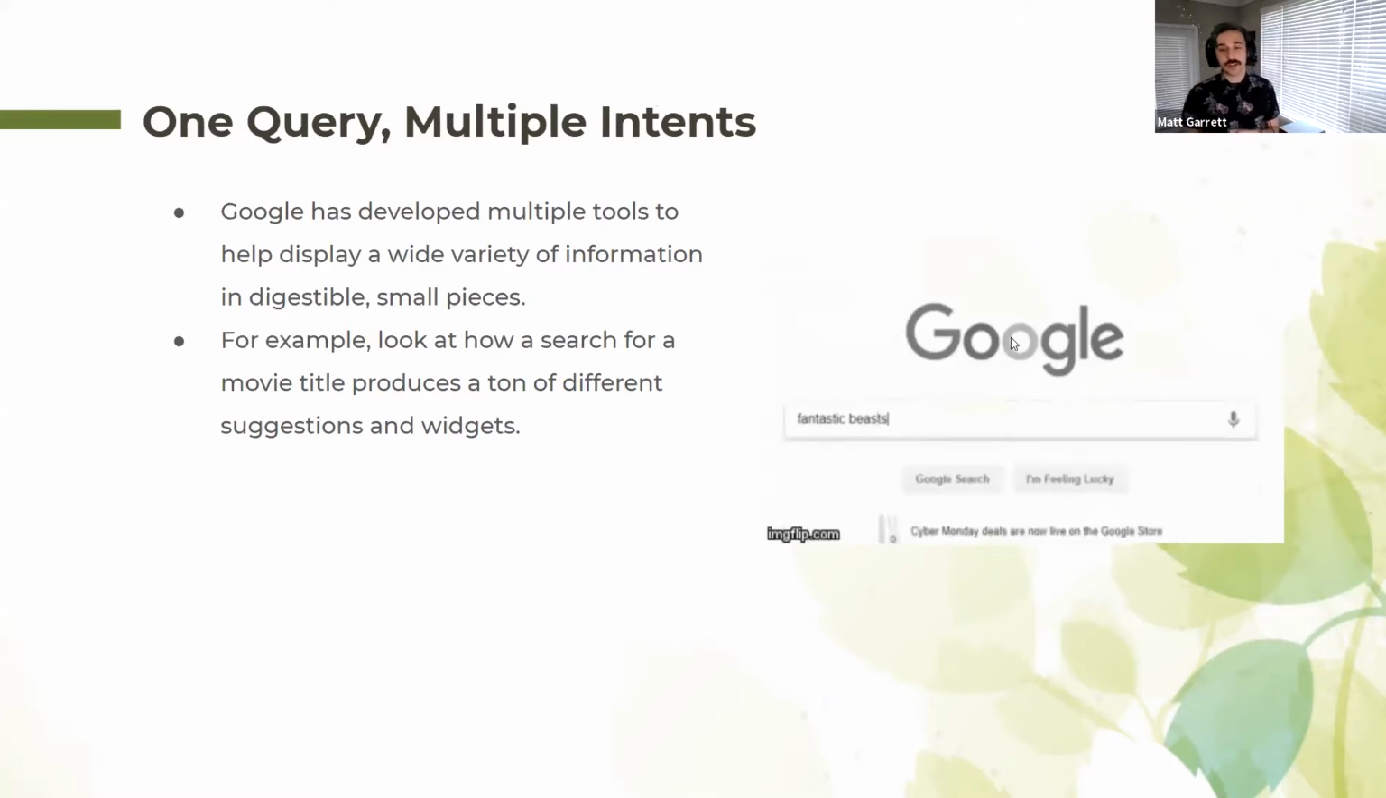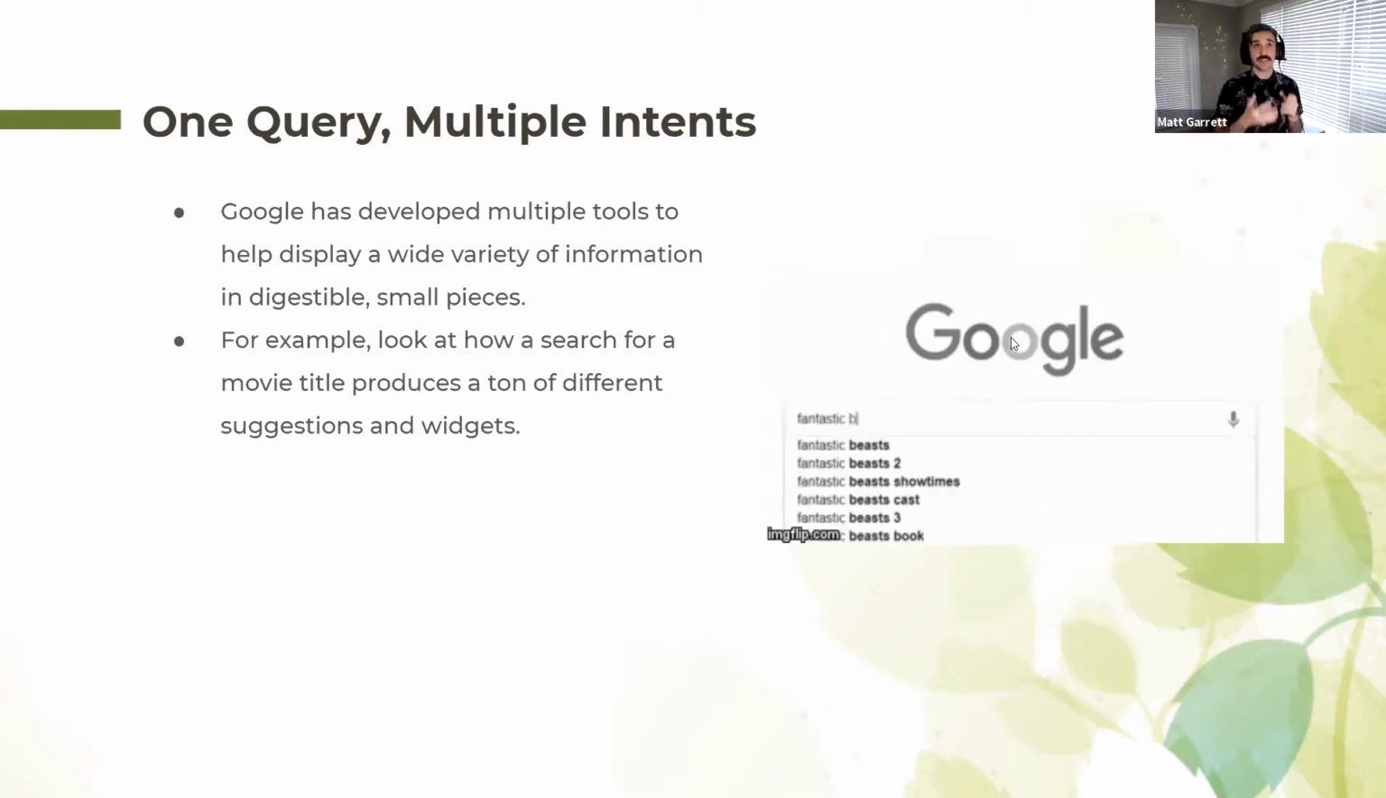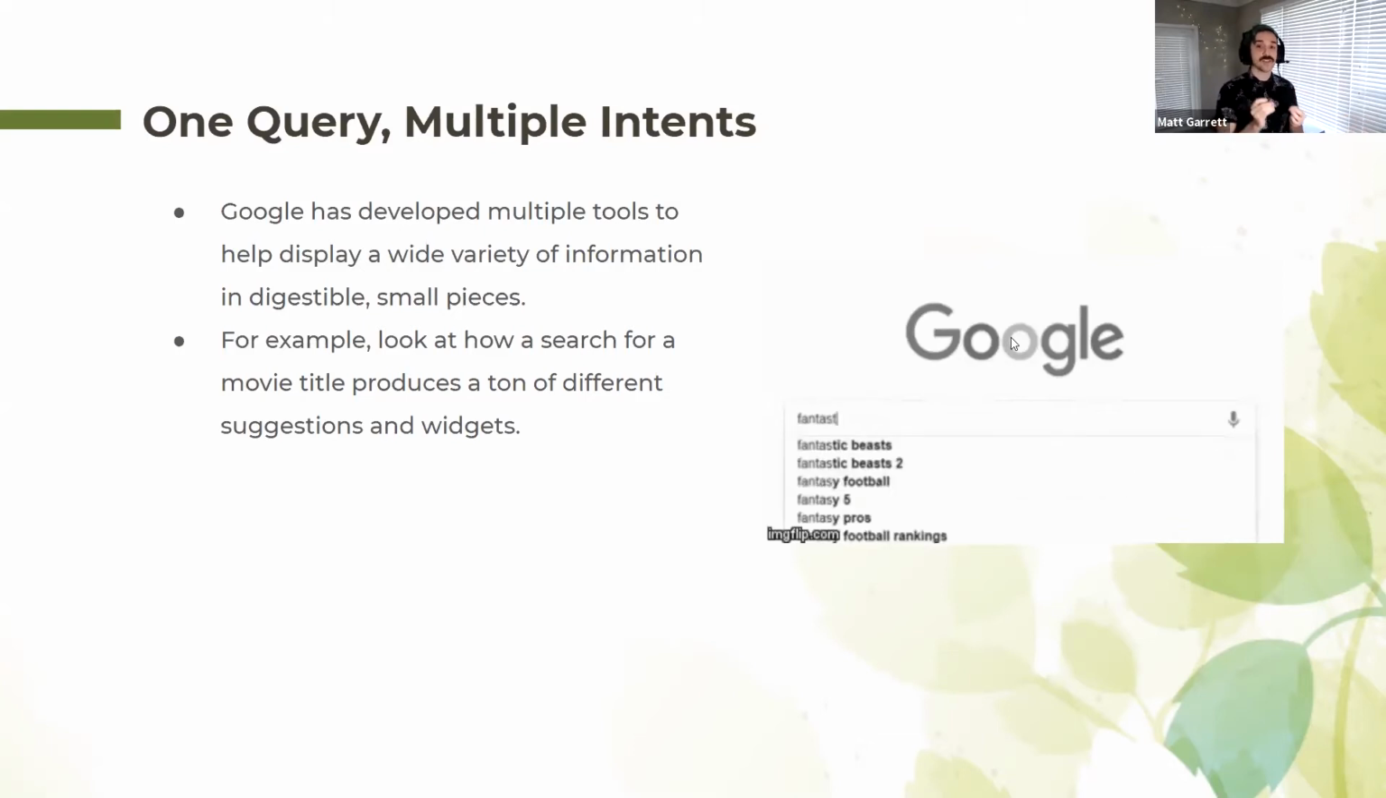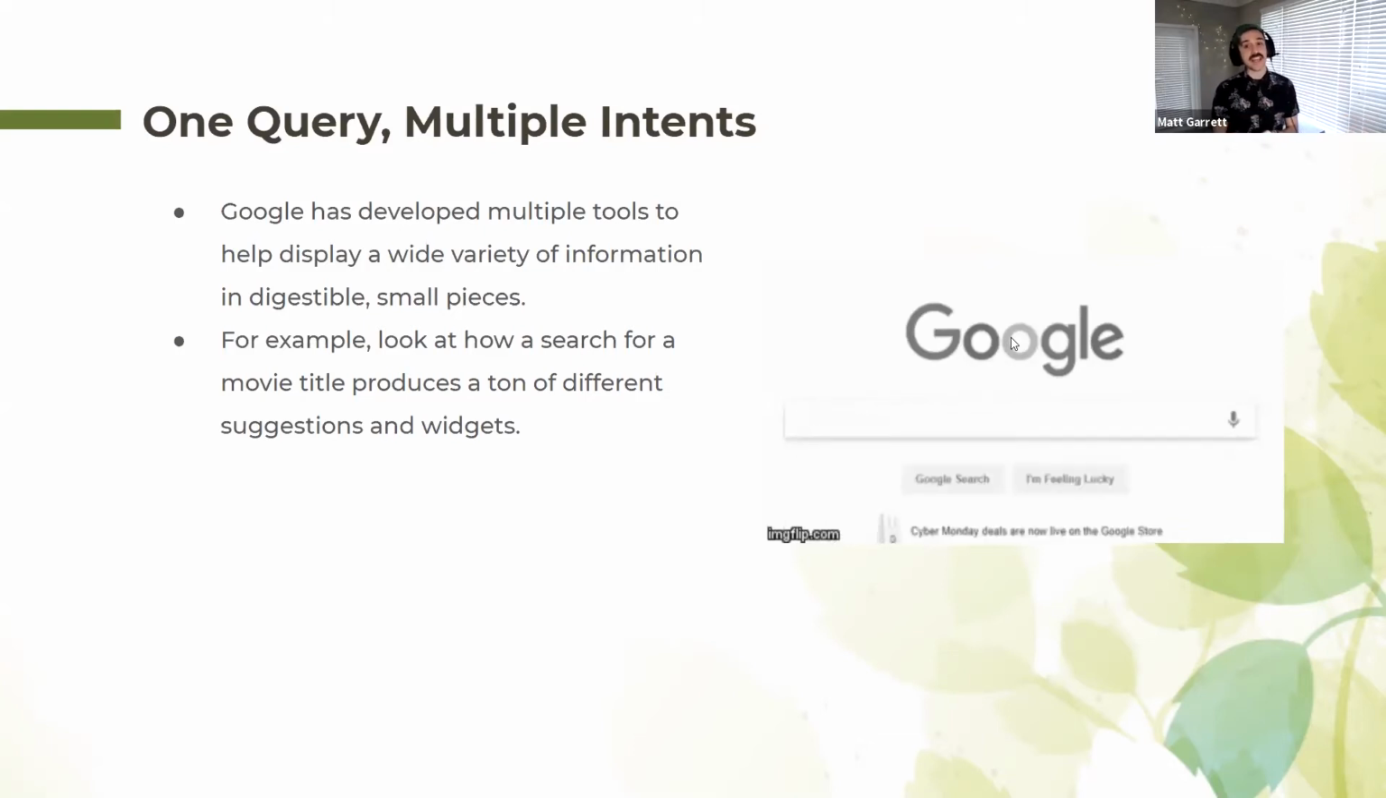I thought this was a really good example because at the time, the second movie was just in theaters. There was a first movie already out, and there's books about it. So there's a ton of different things that that one specific search query could mean.